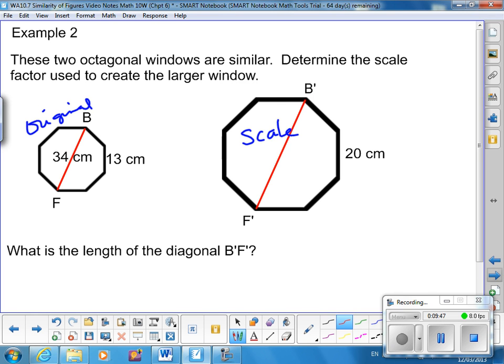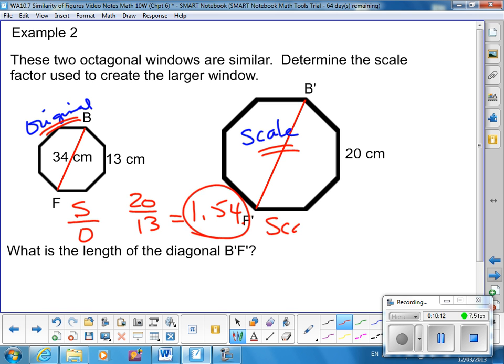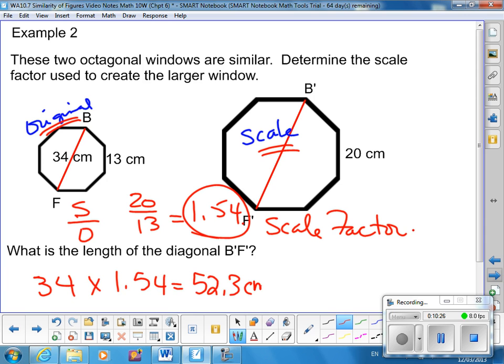These two octagonal windows are similar. Determine the scale factor used to create the larger window. So the scale is here because it's the one we're looking for parts on. The original is here. So to find the scale factor, we always put scale over original, so 20 over 13, and the scale factor is 1.54. Okay, to find out the new diagonal length, we take 34 times the scale factor, 1.54, and we get 52.3 centimeters.